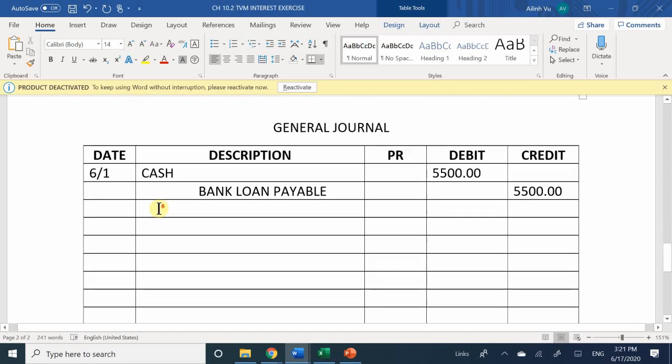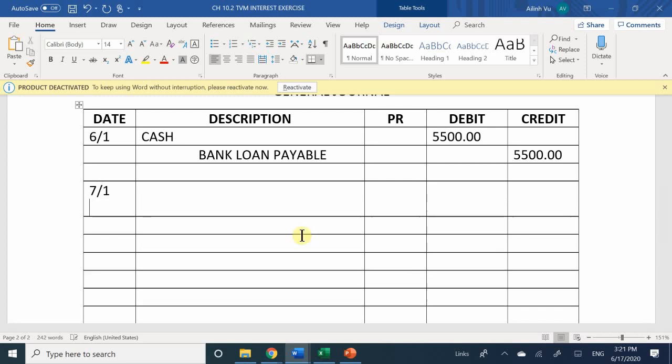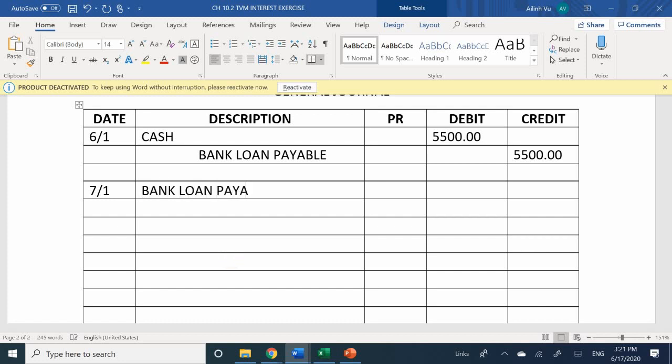Now, let's go ahead and journalize this payment of $200. On July 1st, what are we paying off? What are we reducing? Reducing our bank loan. Yes, we are reducing our bank loan. That's correct. So here we're going to debit bank loan payable.